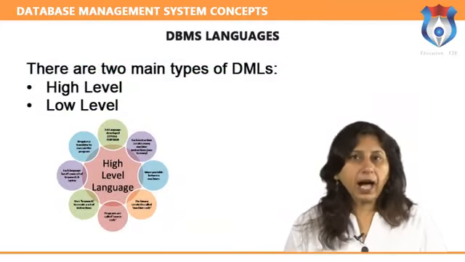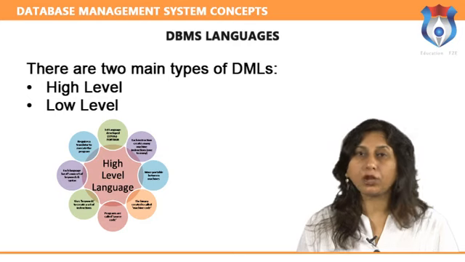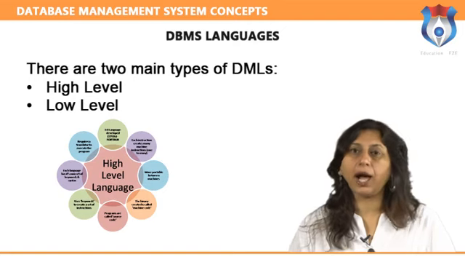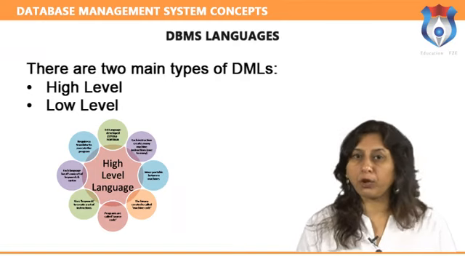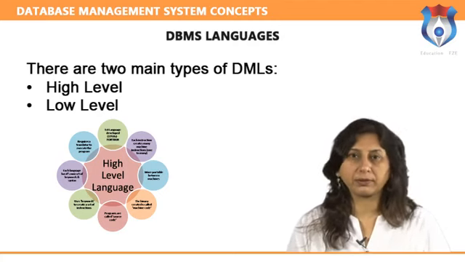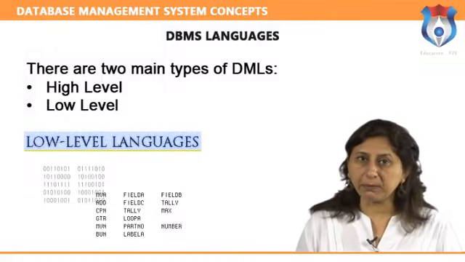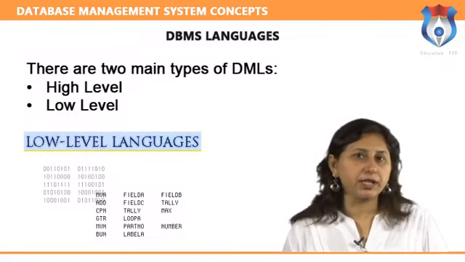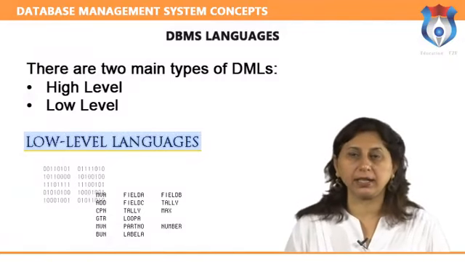High level. A high level or non-procedural DML can be used on its own to specify complex database operations concisely. Many DBMSs allow high-level DML statements either to be entered interactively from a display monitor or terminal or to be embedded in a general-purpose programming language. Low-level language. A low-level or procedural DML must be embedded in a general-purpose programming language. This type of DML typically retrieves individual records or objects from the database and processes each separately.